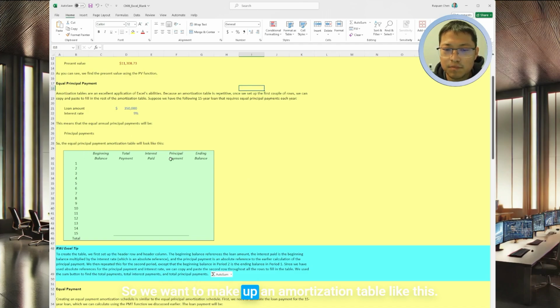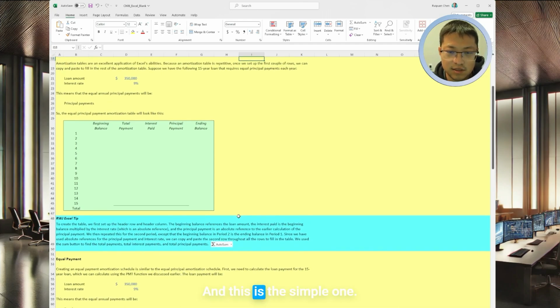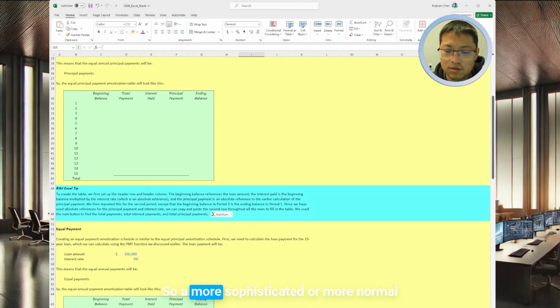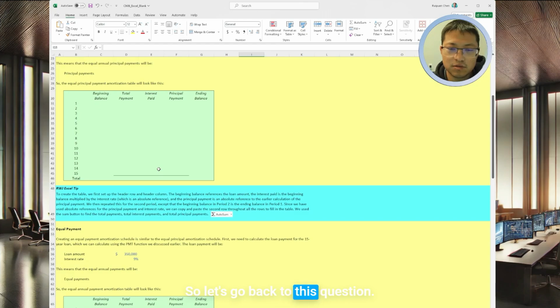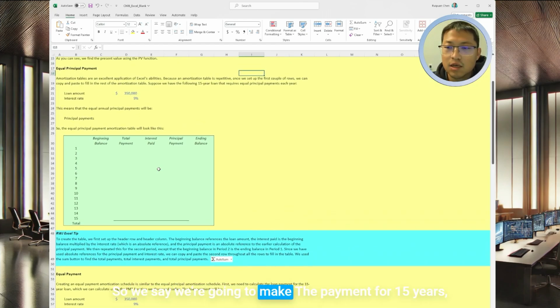So we want to make up an amortization table like this, right? And this is the simple one. A more sophisticated or more normal amortization table will be something like this, for 360 monthly payments. So let's go back to this question. We're going to make the payment for 15 years, and we only need to make a payment every year. So that's what we're doing here.